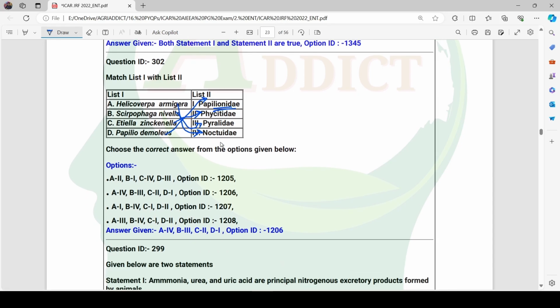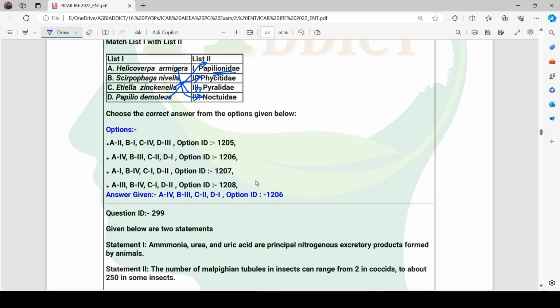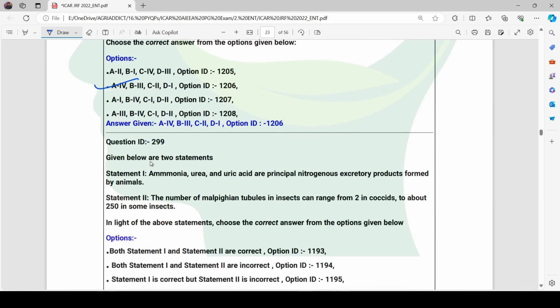So here all the 4 pests are Lepidopteran pests. So Lepidopteran taxonomy is very important. You can go through the AgriAddict YouTube channel, and there you can find the Lepidopteran taxonomy class by Saurabh Chakravarti sir. You can just see this video that will clear your basic concept of Lepidopteran taxonomy. So next question.